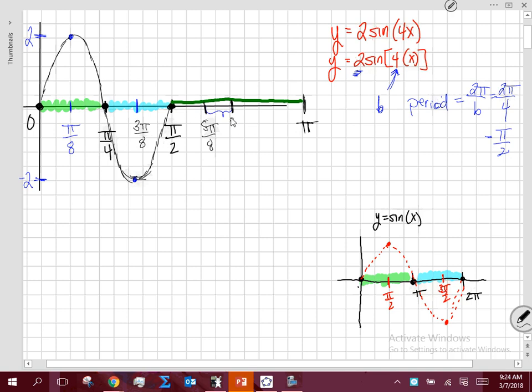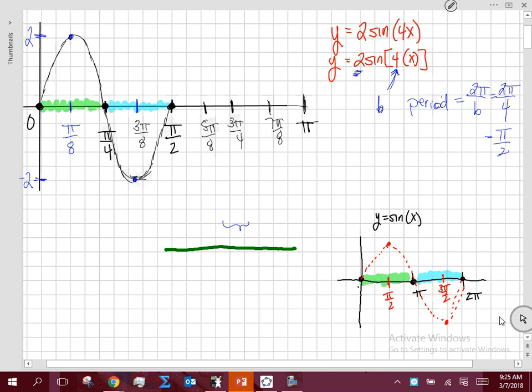Here's 6 pi over 8. And then one more time would be 7 pi over 8, right? And if you want to reduce, I reduced the 6 pi over 8 to 3 pi over 4, but it doesn't matter. If you want to leave it unreduced, you can. But that creates now my x-axis over here in regards to one more cycle for this function.